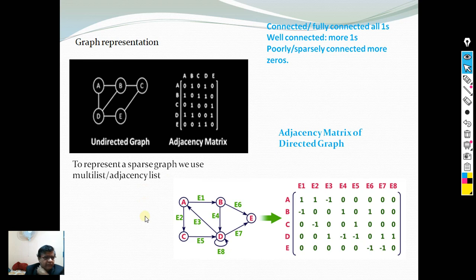Graphs are represented computationally by what is called an adjacency matrix. An adjacency matrix is a Boolean matrix, as you can see over here. The size of an adjacency matrix will be of order n, where n is the number of nodes present in the graph. Here we can explain: A to A is not connected, there is no loop, therefore it is 0. A to B is connected, therefore it is 1.